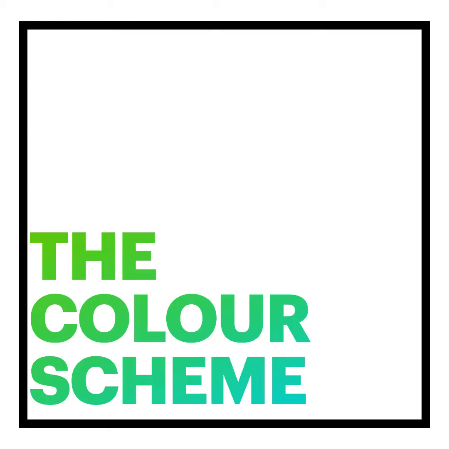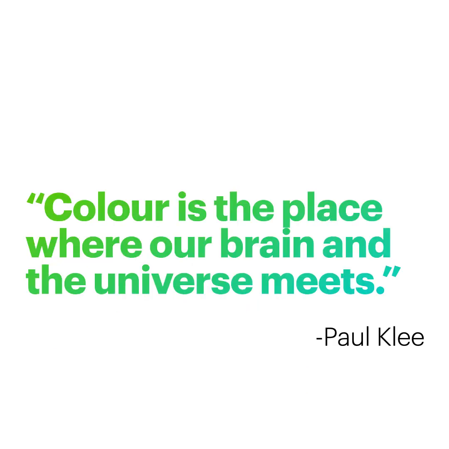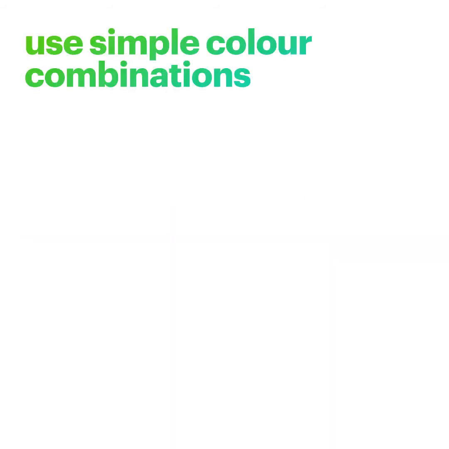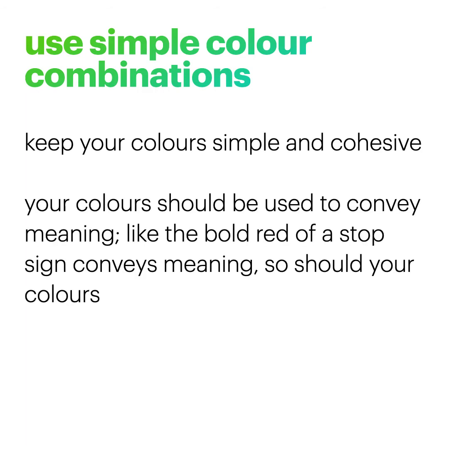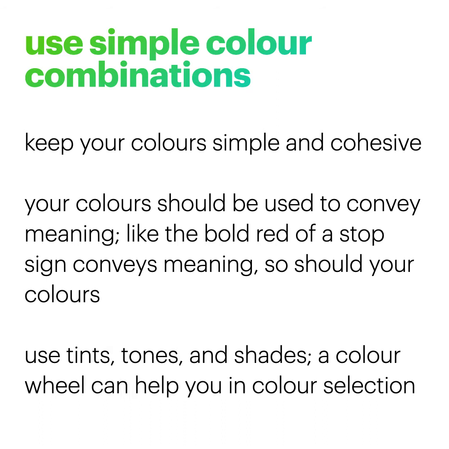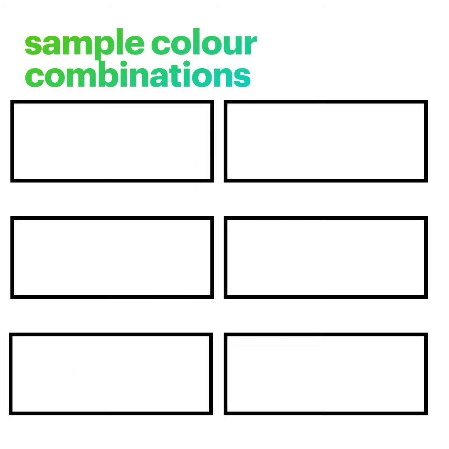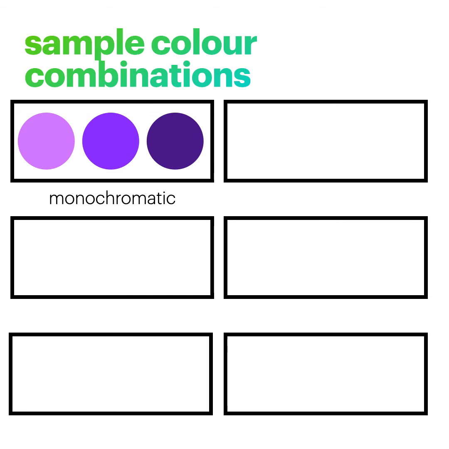Let's now move into color. So you want to use simple color combinations to really keep them cohesive. You can use your colors to convey meaning, like how a stop sign is a very bold red, but you also want to use other things like tints, tones, and shades, and a color wheel can help you with your color selection.